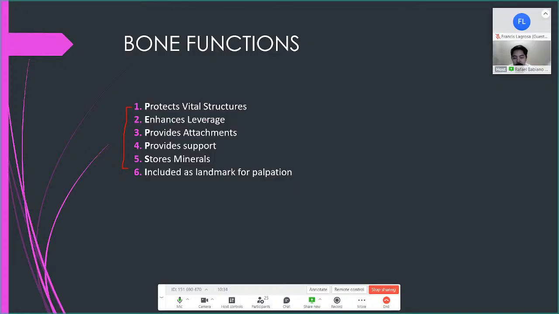Super strong. Next, we have enhances leverage. So when you say leverage, this talks about kinesiology. When you go to second year, you have this subject called kinesiology. This is the study of human movement. So our bones help, of course, in a big way on how we move our body and how we, for example, lift certain objects.